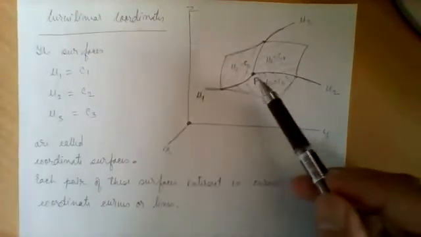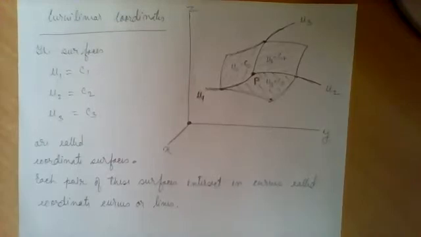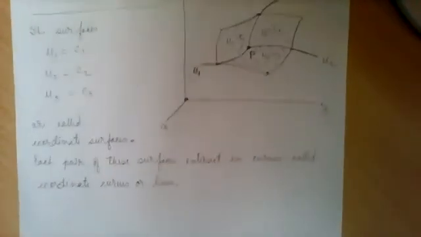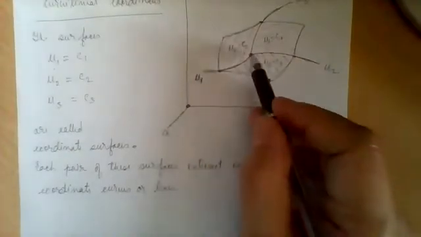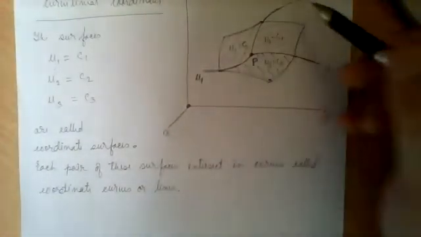And these three coordinate surfaces, when they are taken in pairs, intersect along a curve. Each pair of these surfaces intersects along a curve, and these curves are called coordinate curves or coordinate lines. So these are the coordinate curves. This is the u1 coordinate curve. This is the u2 coordinate curve. This is the u3 coordinate curve.